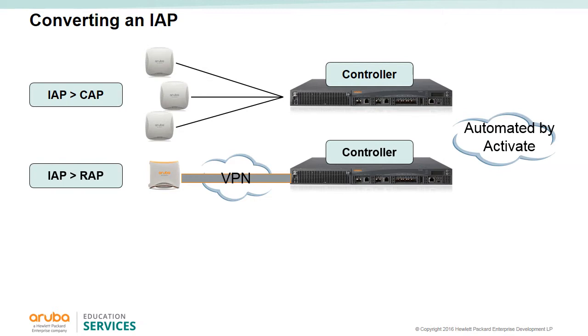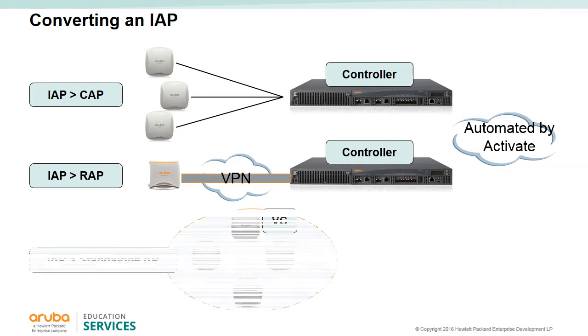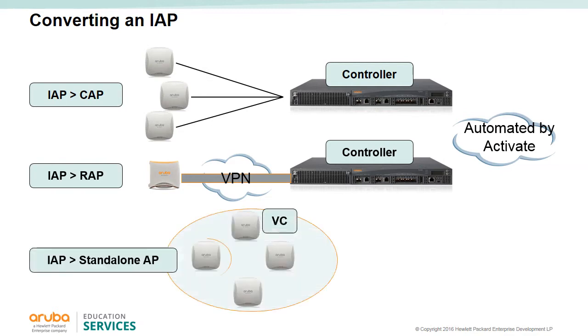CAPs and RAPs can be reconverted to IAPs if they were originally IAPs. Another option is to convert an IAP in the cluster to a standalone IAP. This IAP will form its own VC and can be configured separately even if it's in the same subnet.